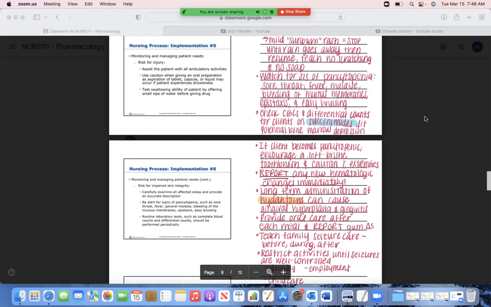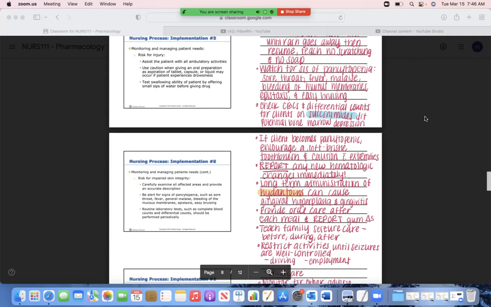And if your client is on those hydantoins for a long time, we heard that they can cause gingival hyperplasia or gingivitis, overgrowth of the gums, or potentially inflammation, infection of the gums. After every meal, provide oral care to your client, especially if they're on that hydantoin, right? And then report any gum changes to the doctor.